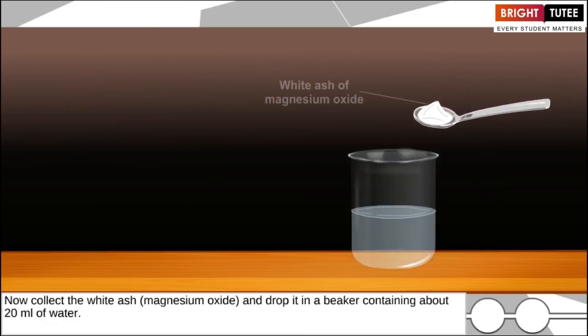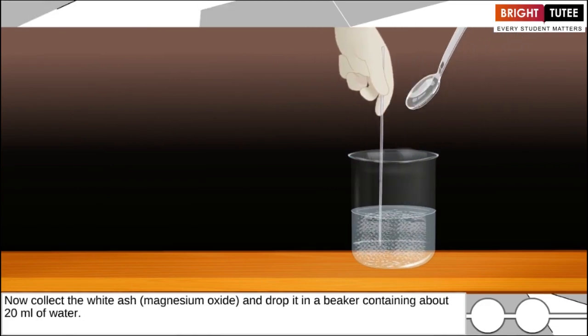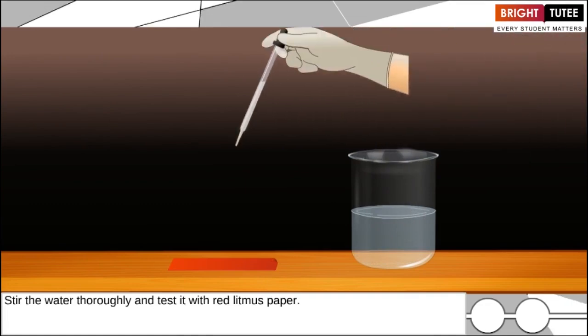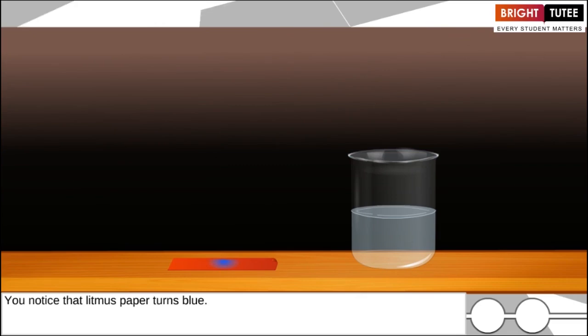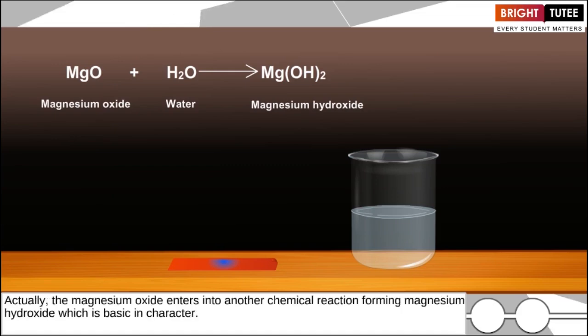Now collect the white ash, magnesium oxide, and drop it in a beaker containing about 20 ml of water. Stir the water thoroughly and test it with red litmus paper. You notice that the litmus paper turns blue. This shows that on dissolving magnesium oxide in water, a new product is formed, which is basic in character. Actually, the magnesium oxide enters into another chemical reaction, forming magnesium hydroxide, which is basic in character.